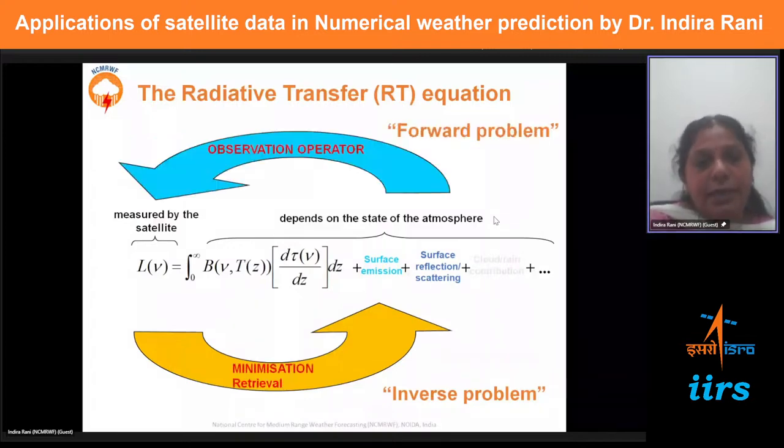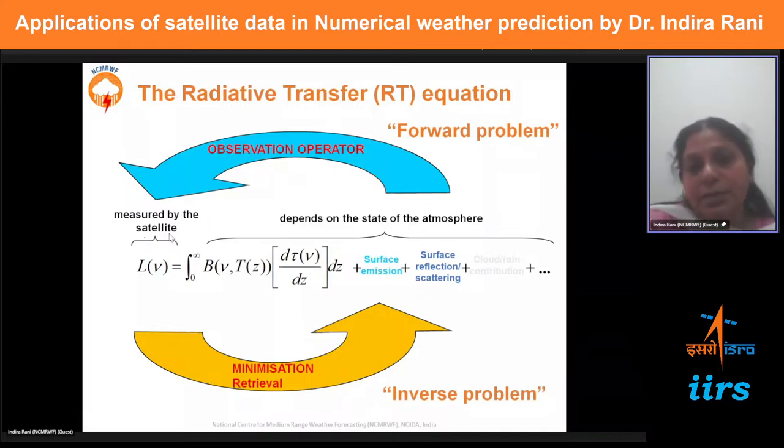Okay, so when you come to numerical weather prediction, the forward problem is the observation operator. For the case of satellite radiances, the observation operator is the radiative transfer equation, because we don't have the radiances or the brightness temperature in the NWP governing equations. So from the model state or model variables, we have to compute the equivalent brightness temperature that is measured by the satellite. Only then can we compare the observed radiance and the model simulated radiance.